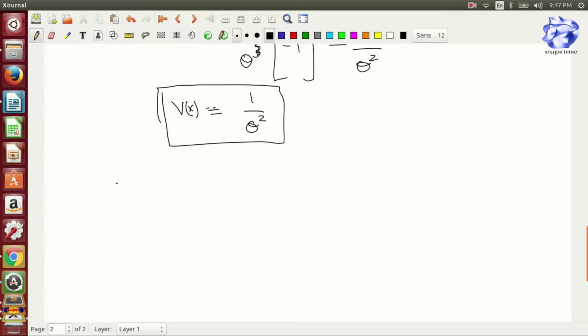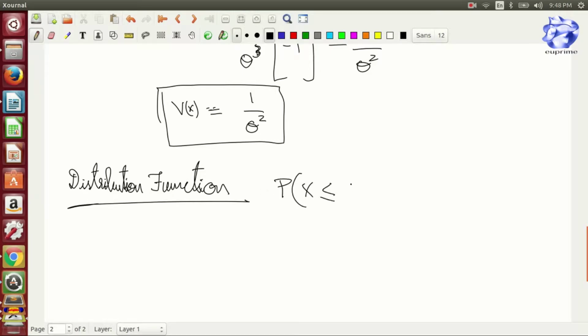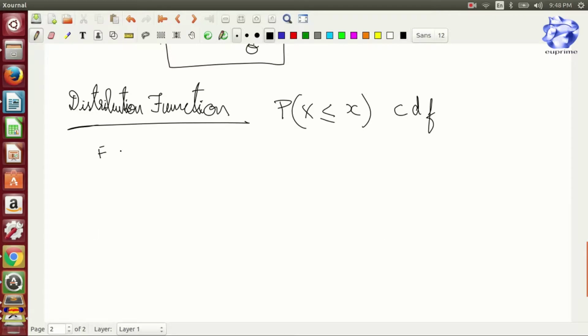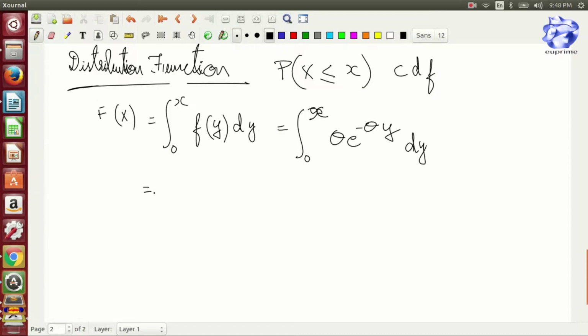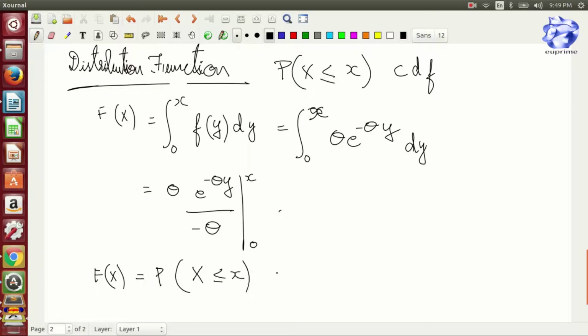So now let us calculate the distribution function, where the probability of x less than or equal to x is going to be calculated. F of x is equal to the integral of f of y dy over 0 to x. So we substitute f of y, that's our probability density function. So we get the distribution function as F of x equals 1 minus e to the power minus theta x.